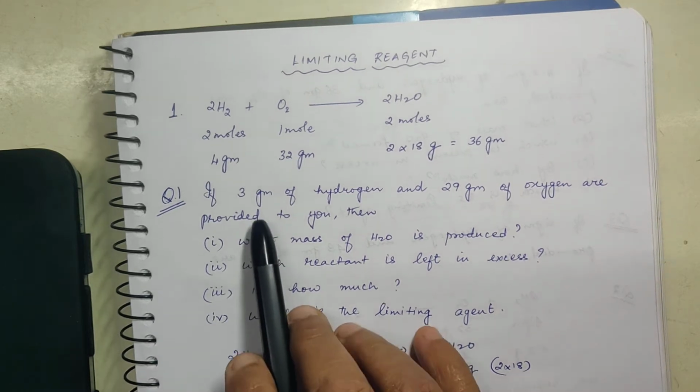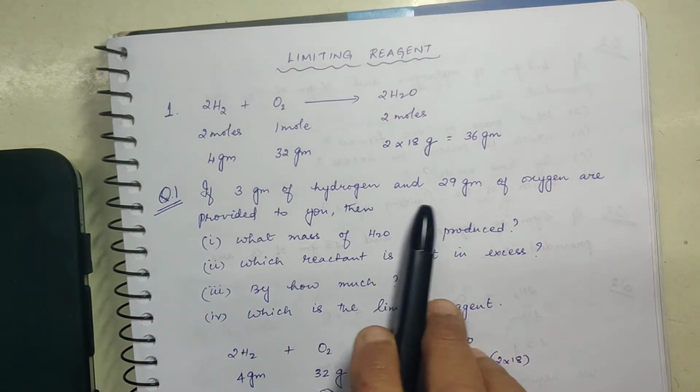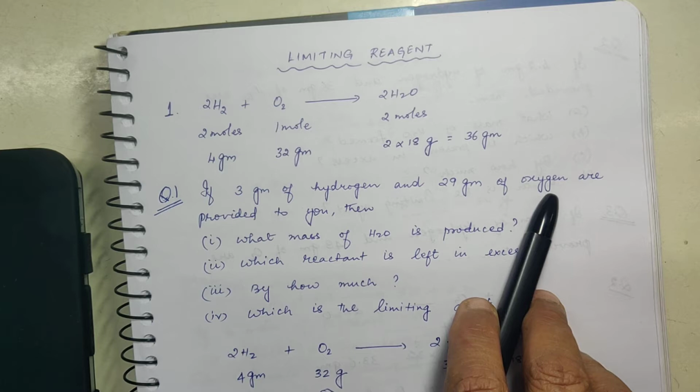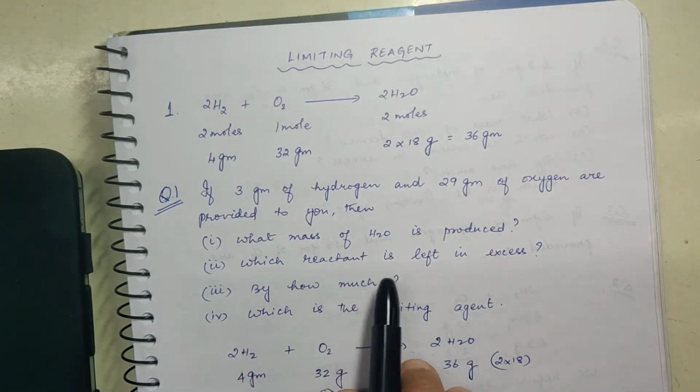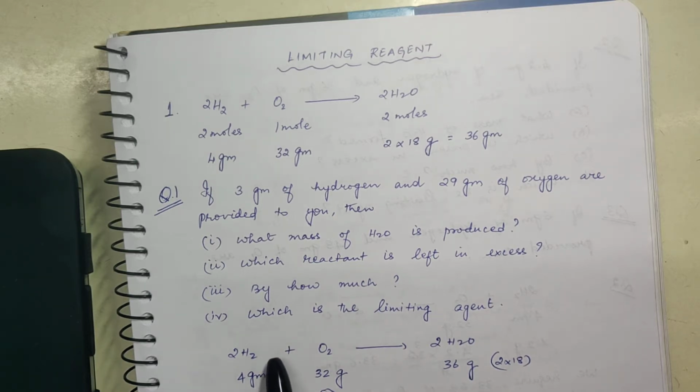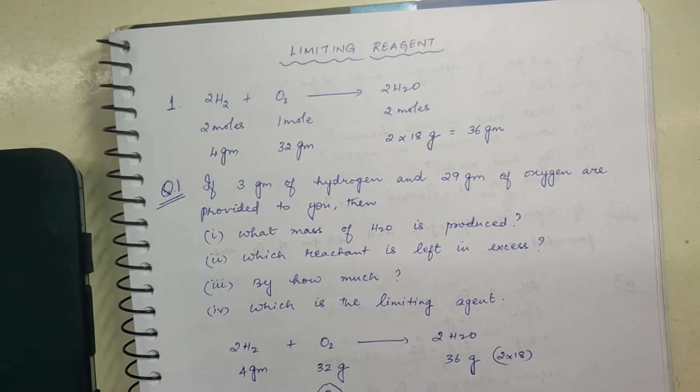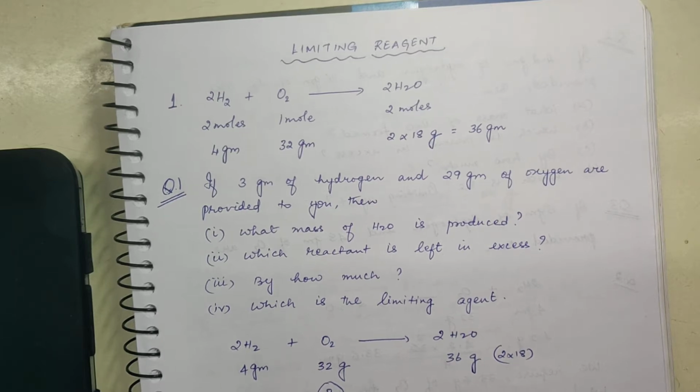Now supposing you are given 3 grams of hydrogen and 29 grams of oxygen, then what is the mass of water produced? Then which reactant is left in excess, and how much is left in excess, and which is the limiting agent? So all these things we have to see.